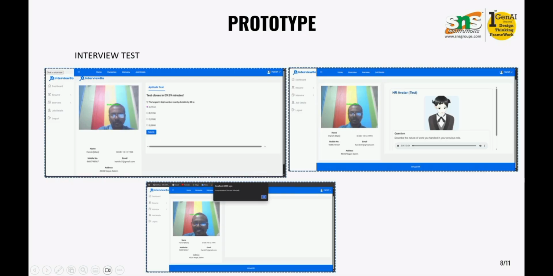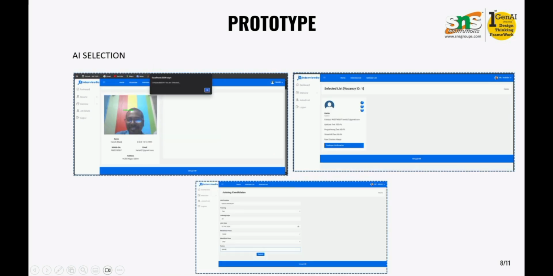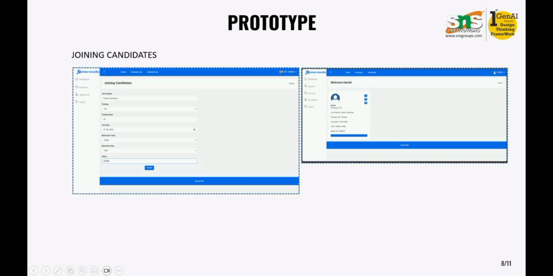Once the candidate has done these three rounds, the HR will be notified. After this, we have the selection process. Once the three rounds are completed, the HR will discuss the candidate's joining, salary, and other details using this app.